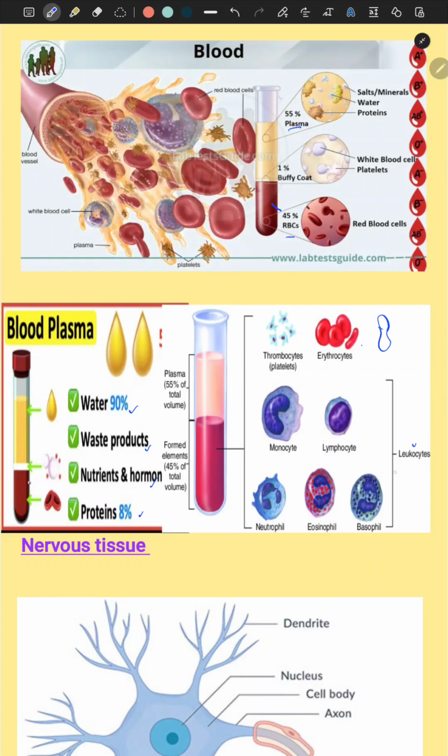There are 5 types of leukocytes. They are neutrophil, eosinophil, basophil, monocytes, and lymphocyte. Neutrophils, eosinophils, and basophils are classified as granulocytes, because they have granule-like structures in their cytoplasm. But monocytes and lymphocytes are known as non-granulocytes. They don't have granule-like structures in their cytoplasm.